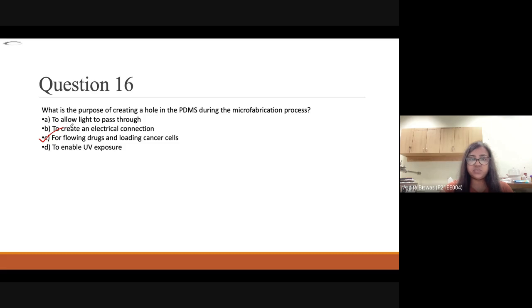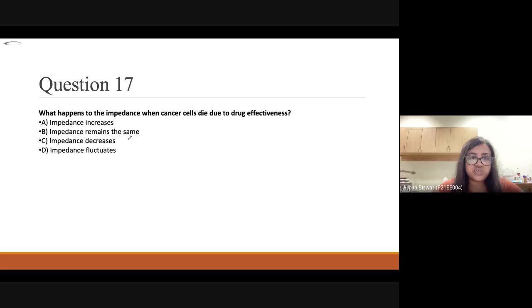So what is the purpose of creating the hole in the PDMS during the microfabrication process? For flowing the drugs and loading the cancer cell. Okay. So next, moving to question number 17. What happens to the impedance when cancer cells die due to drug effectiveness? The first option is impedance increases, the second option is impedance remains the same, the third option is impedance decreases, and the fourth option is impedance fluctuates. So what is the right answer?